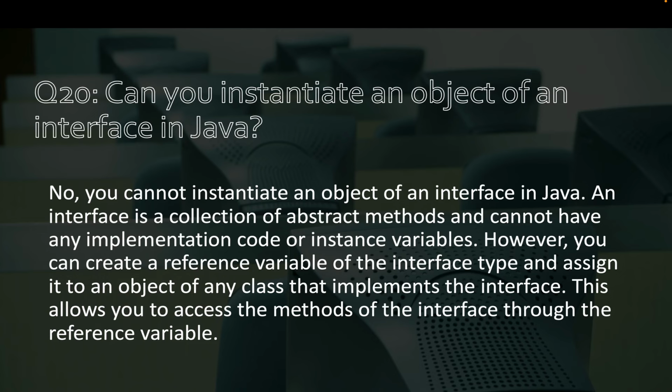And here we go to the final question of this module, question number 20. Can you instantiate an object of an interface in Java? No, you cannot instantiate an object of an interface in Java. An interface is a collection of abstract methods and cannot have any implementation code or instance variables. However, you can create a reference variable of the interface type and assign it to an object of any class that implements the interface. This allows you to access the methods of the interface through the reference variable.